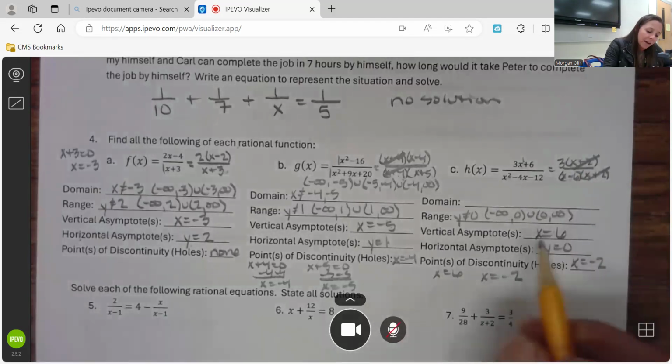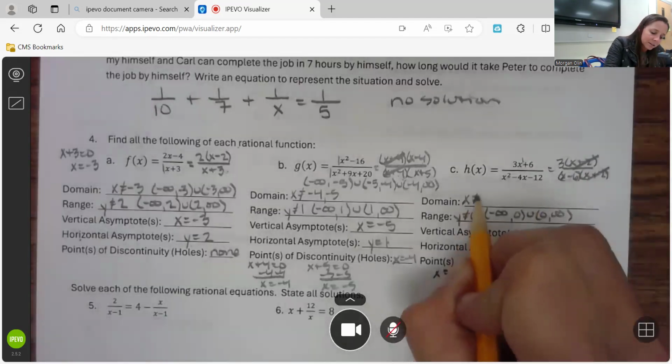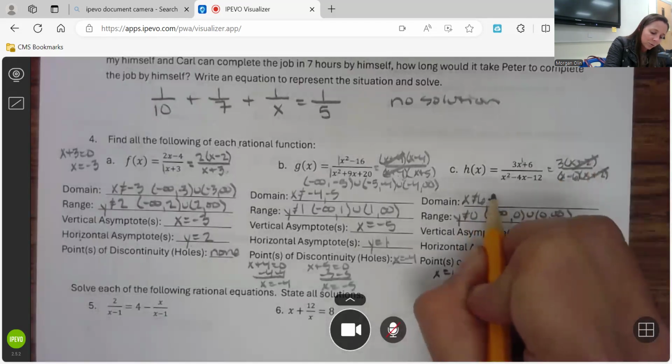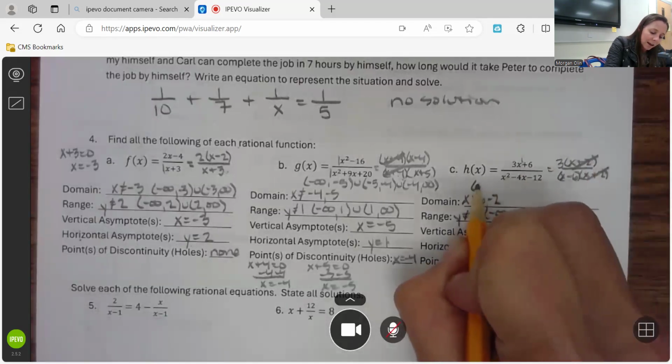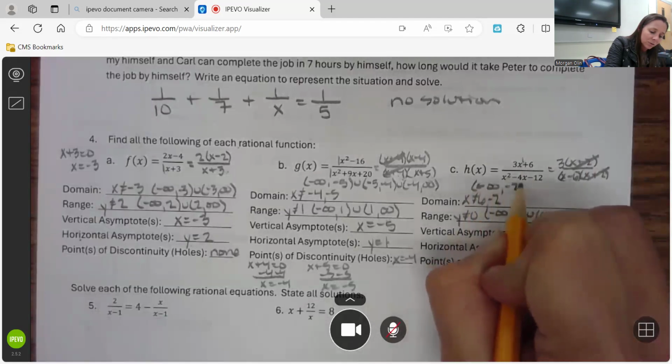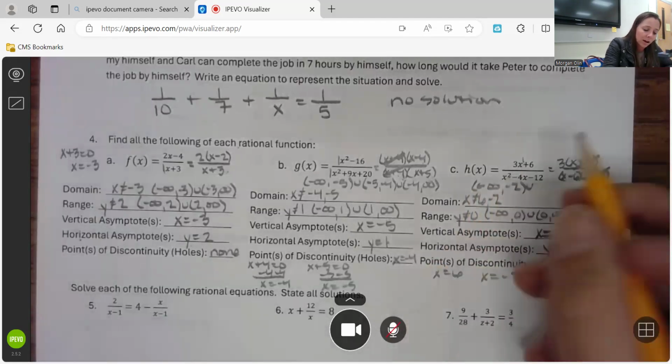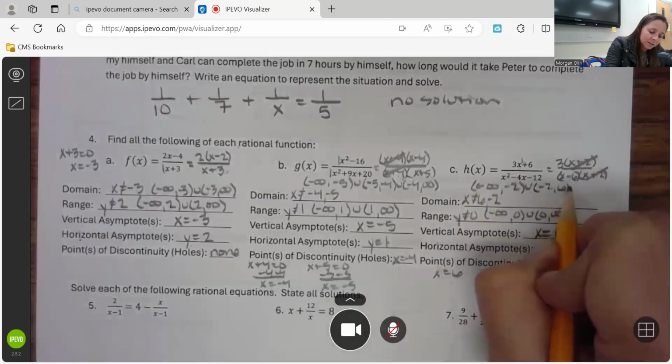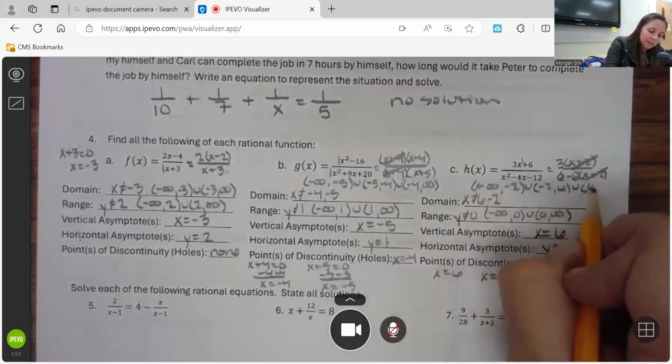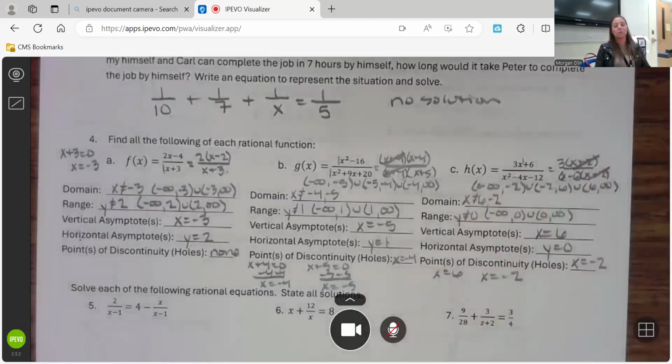Now, as far as the domain, it can't be 6 and it can't be negative 2. So I would write negative infinity to negative 2, which comes first on the number line when you're going left to right. Then negative 2 to 6. And then 6 to infinity. We just jump over those two x values right there.